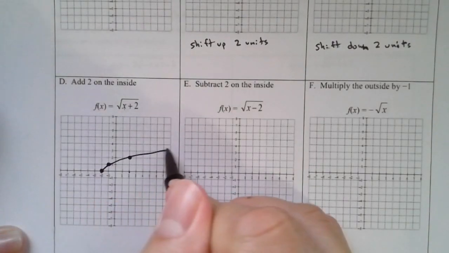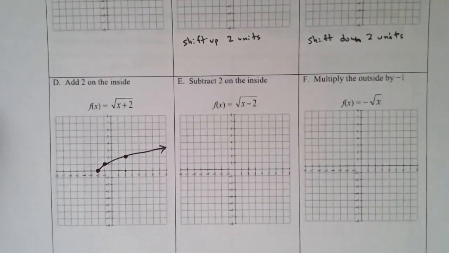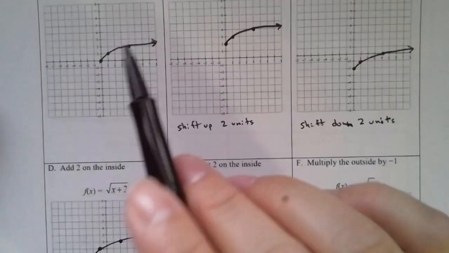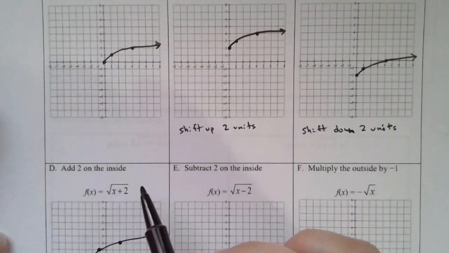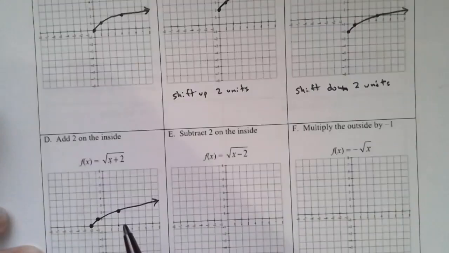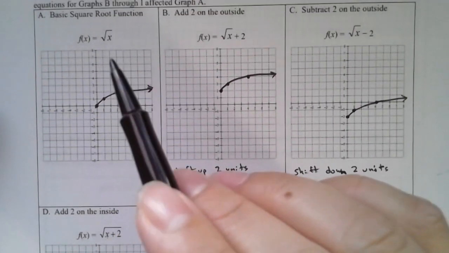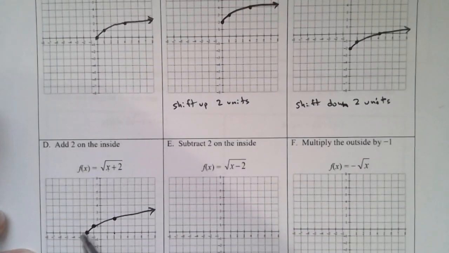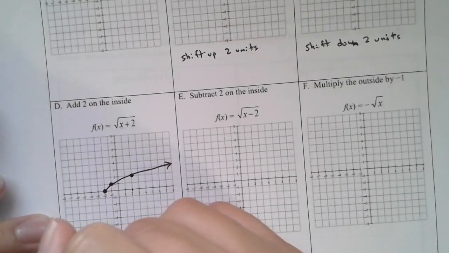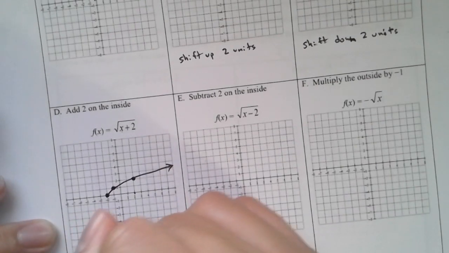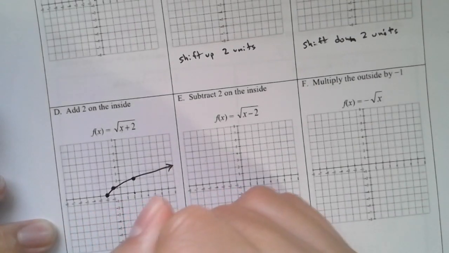And I have this graph here. Okay, how does this compare to the original? Now that instead of the value being outside, it's inside the square root, notice that compared to the original basic square root function, it looks like I shifted every point to the left 2. Okay, so this one would be shift left 2 units.